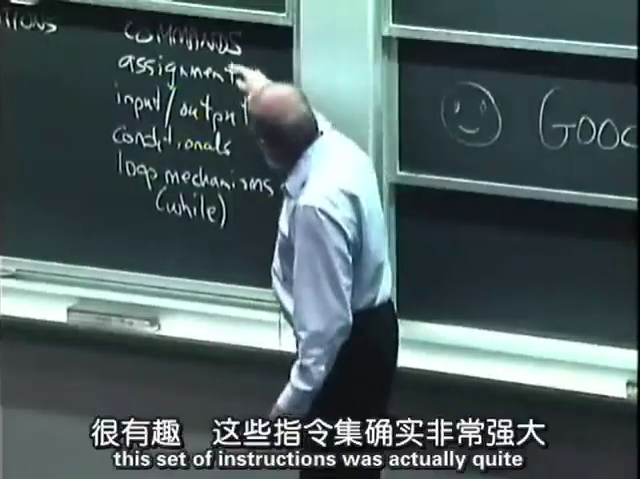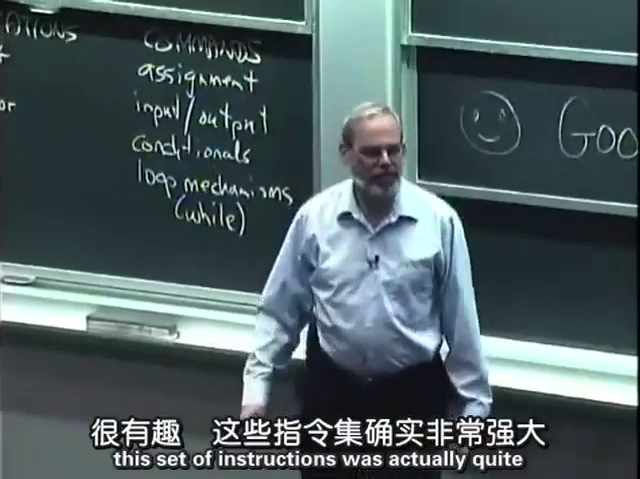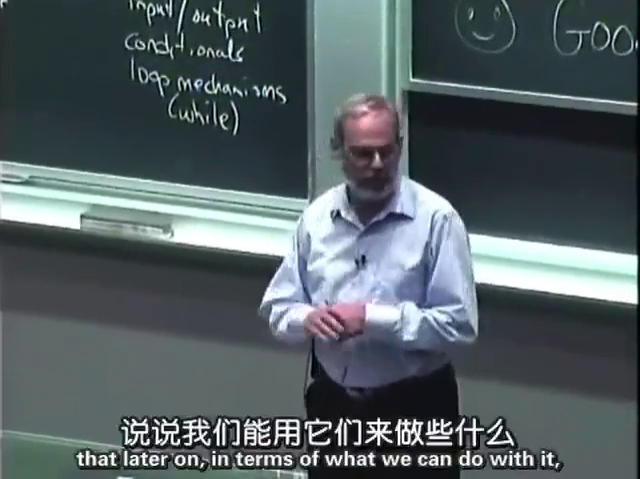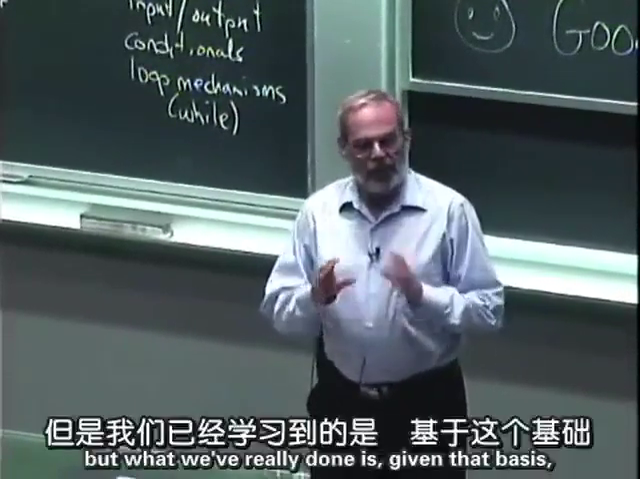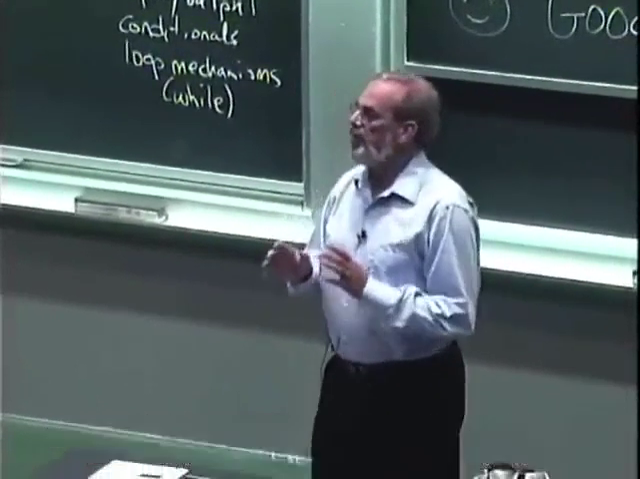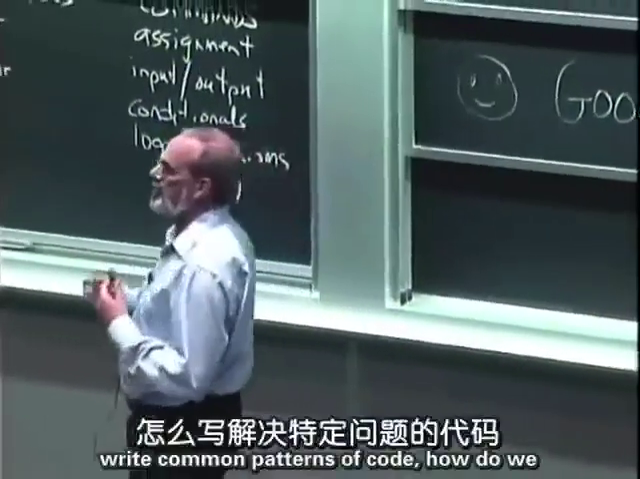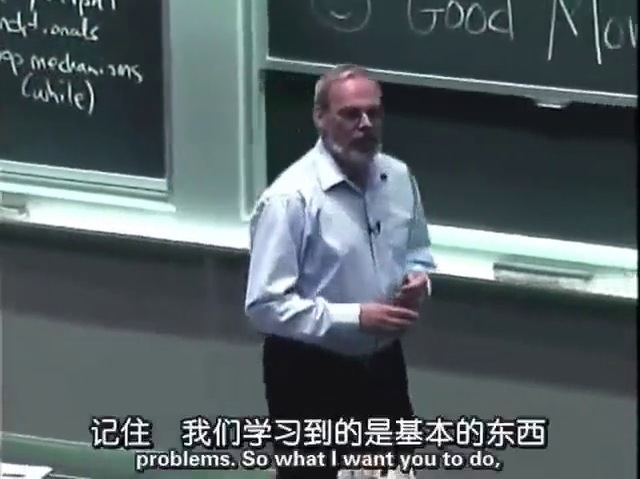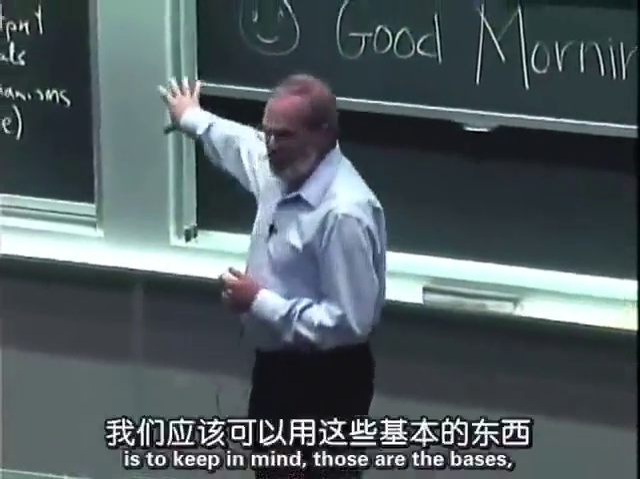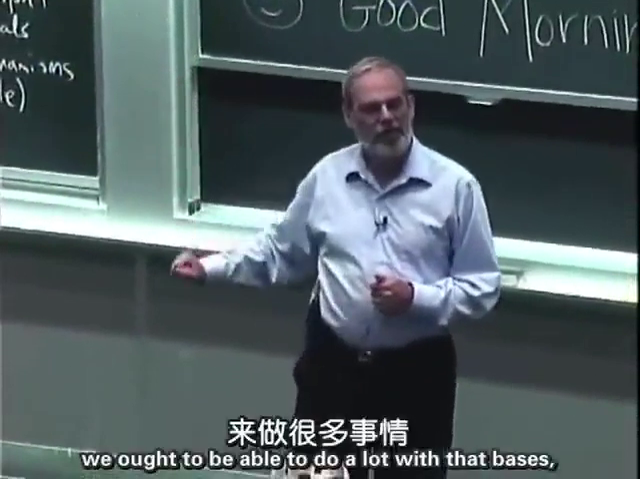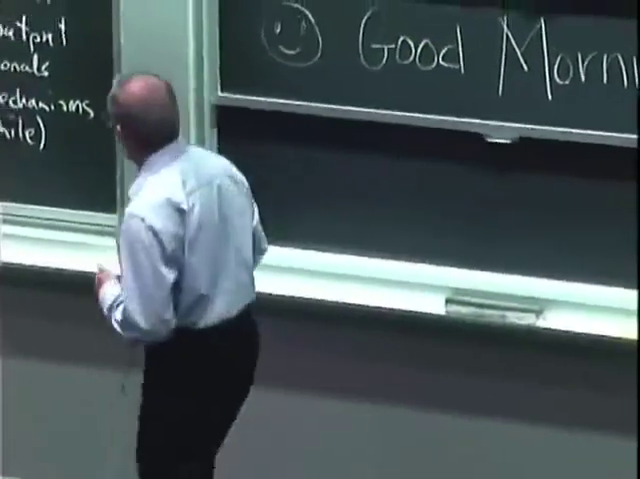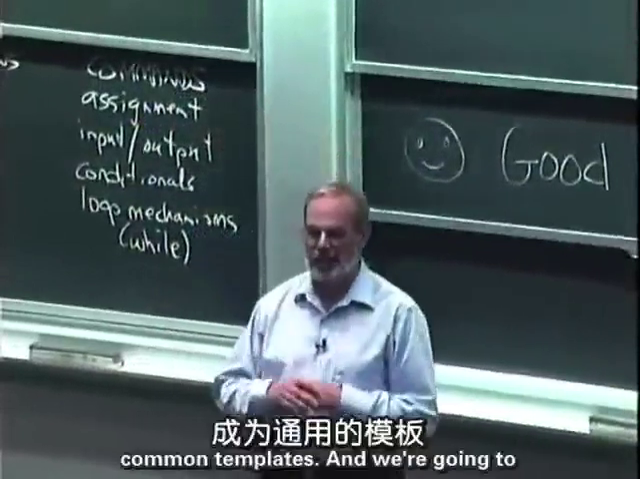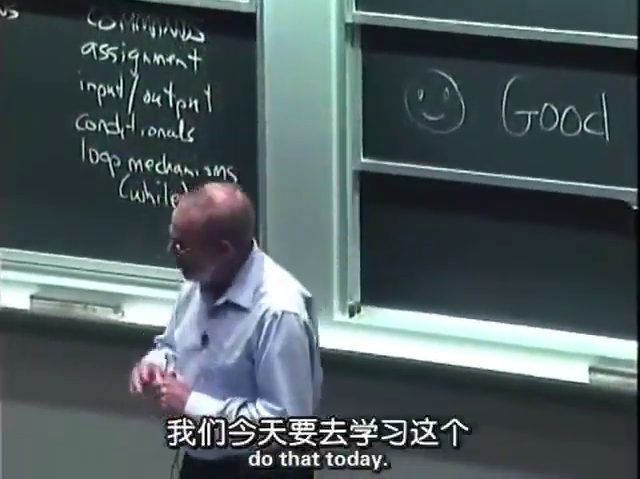Now, interestingly, this set of instructions is actually quite powerful. We're going to come back to that later on in terms of what we can do with it. But what we've really done is, given that basis, we're now talking about how do we write common patterns of code? How do we write things that solve particular kinds of problems? So what I want you to do is to keep in mind, those are the bases. We ought to be able to do a lot with that basis, but what we're really interested in is not filling out a whole bunch of other things in here, but how do we put them together into common templates? And we're going to do that today.